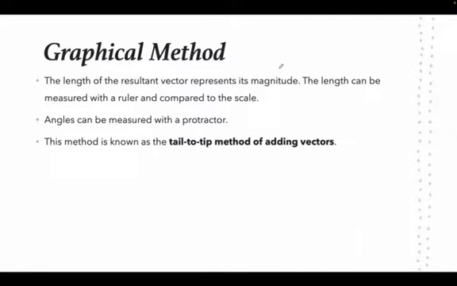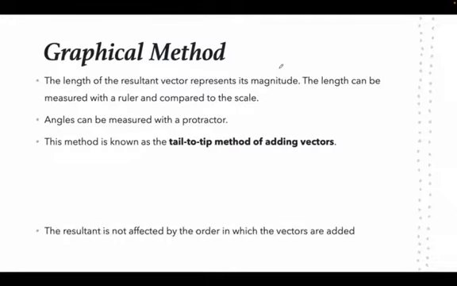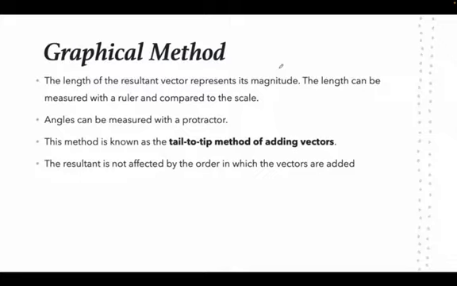This method is known as the tail-to-tip method of adding vectors, also known as one of the graphical methods, okay? The order in which we add vectors does not affect the answer. So V1 plus V2 is the same thing as V2 plus V1. Now, how does this graphical method work?